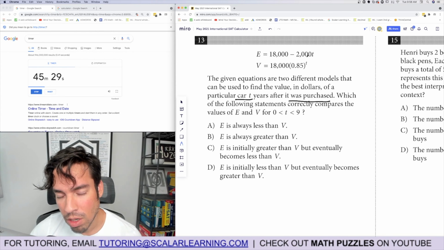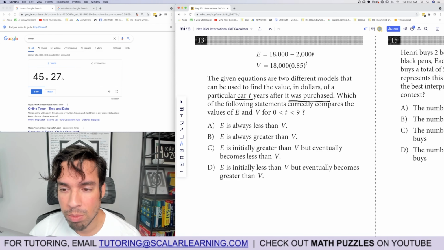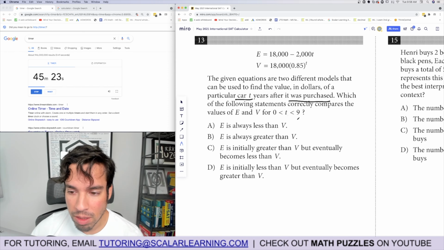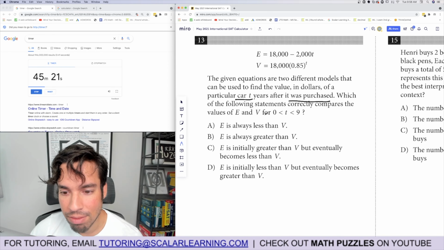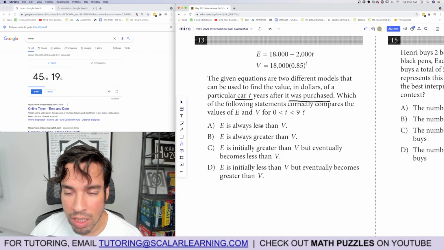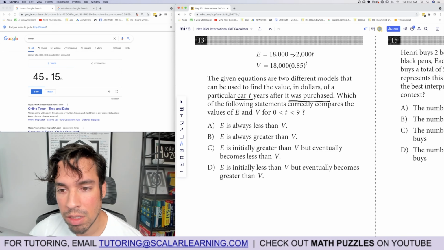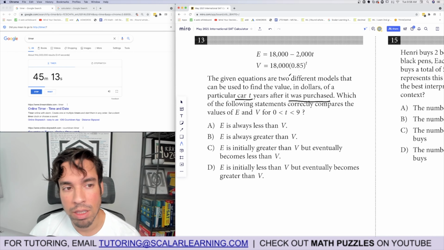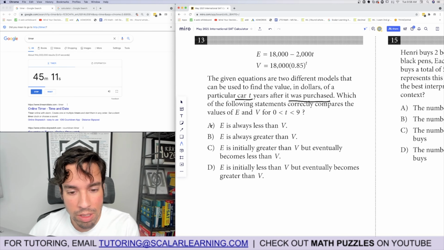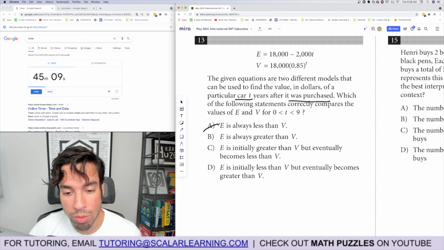This is exponential, which is probably more accurate. This is a linear depreciation of 2,000 each year. All right. Which of the following statements correctly compares the values of E and V? Okay. E is always less than V. Well, it's probably not true because I can already see, like in the first year, I just know this is not true because they're not decreasing at the same rate. So we can't say that.